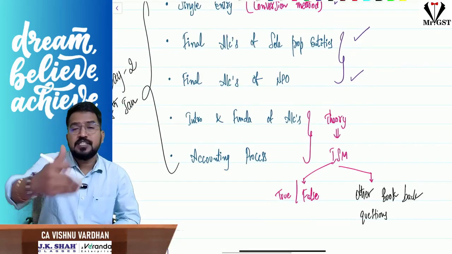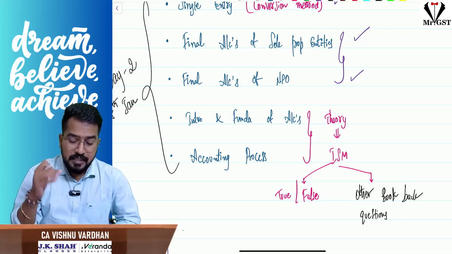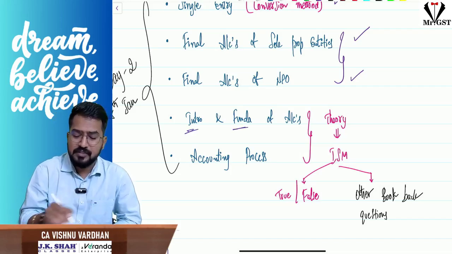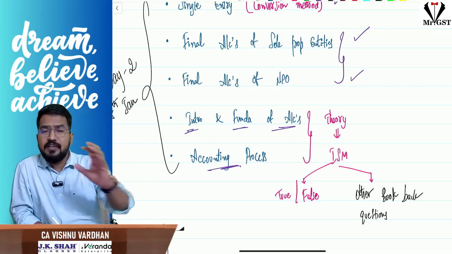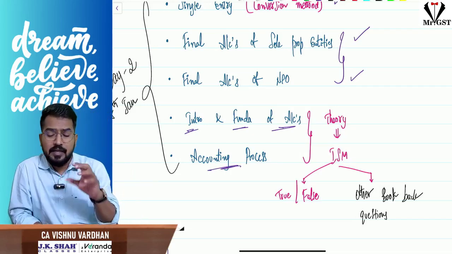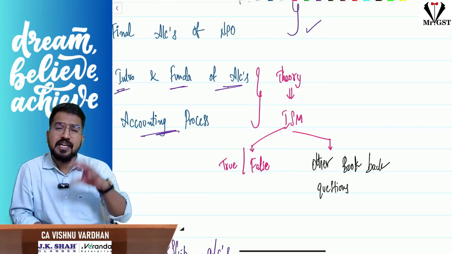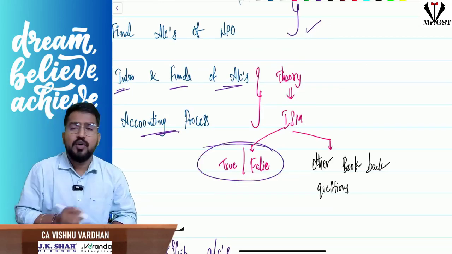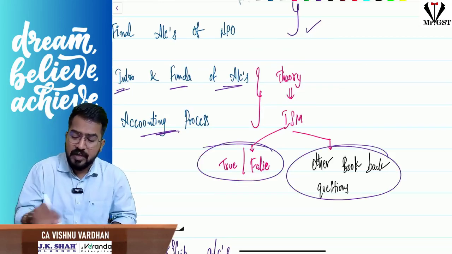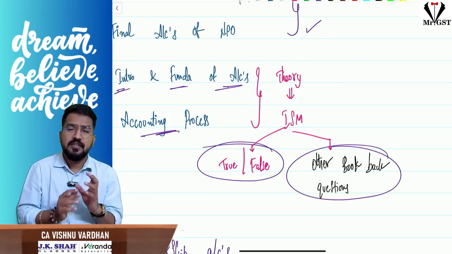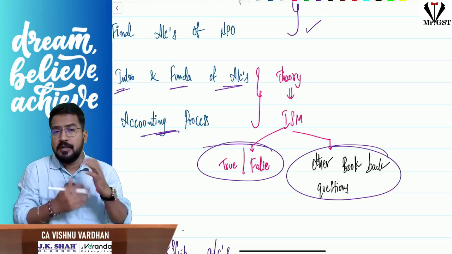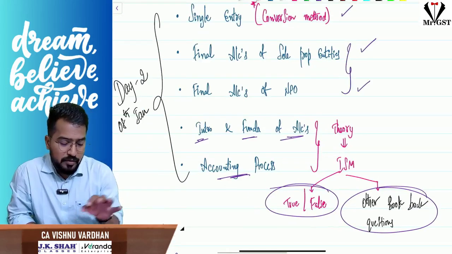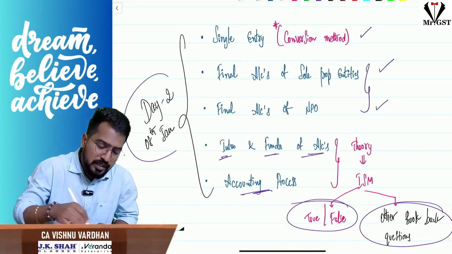Next, the first 2 chapters in your syllabus, introduction and fundamentals of accounting and accounting process. You know, theory will be tested from these chapters, and please be very thorough with ICA study material true or false questions and other book back questions. If you are very lucky, there are good chances the same questions may be tested in the main exam, right? So that is your target for day 2.